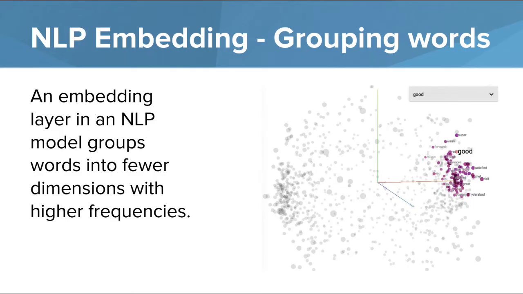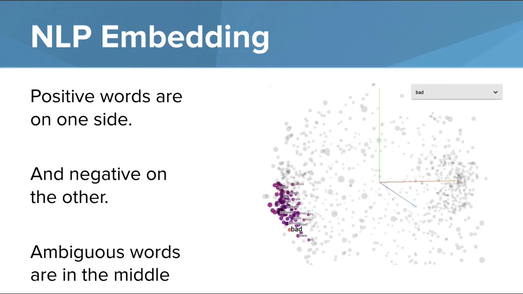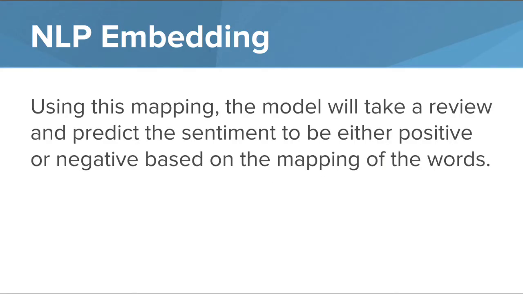In other words, the embedding layer takes individual words that are scattered all over the place and groups them into a few clusters made up of many words. For example, a cluster of good words can form on one side of the model, and negative words such as bad are on the other side. The gray dots you see in the middle represent ambiguous words. For example, the word spaghetti is neither positive or negative, so it would be someplace towards the middle. Using this mapping, the model will take a review and predict the sentiment to be either positive or negative based on the mapping of the words.